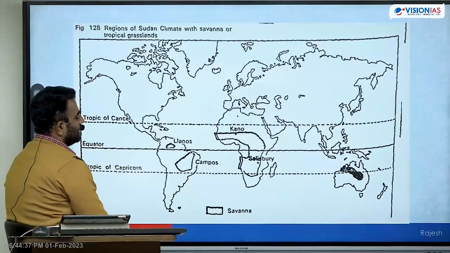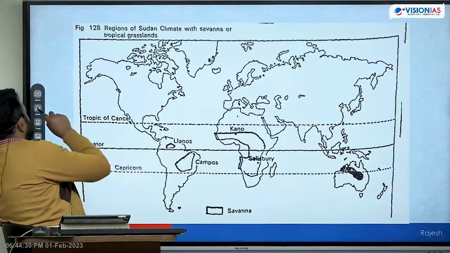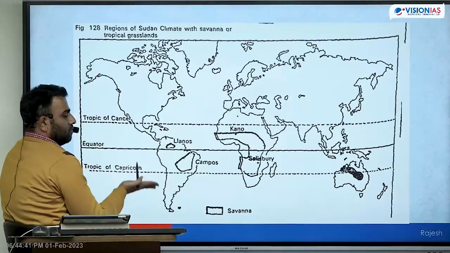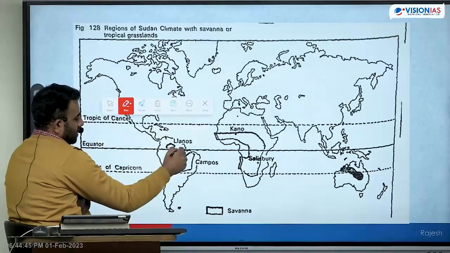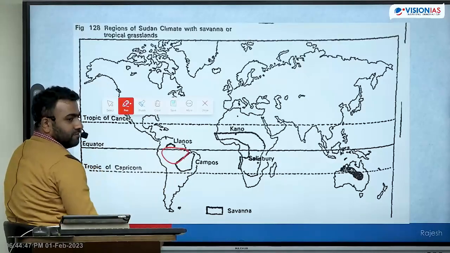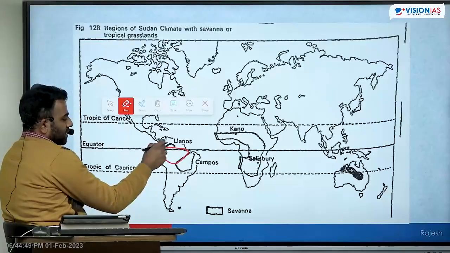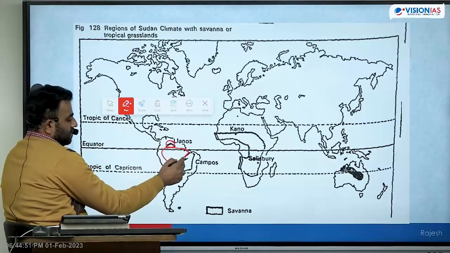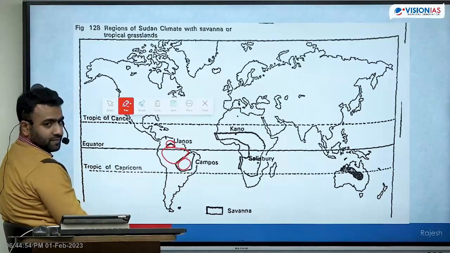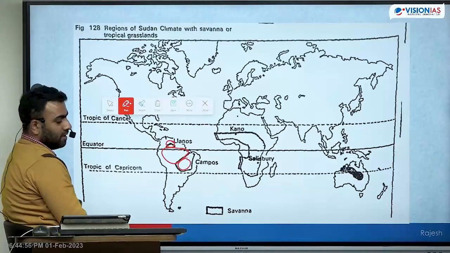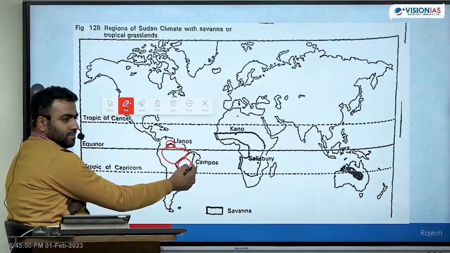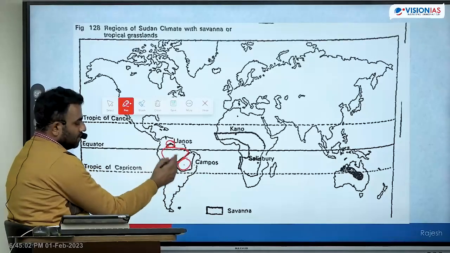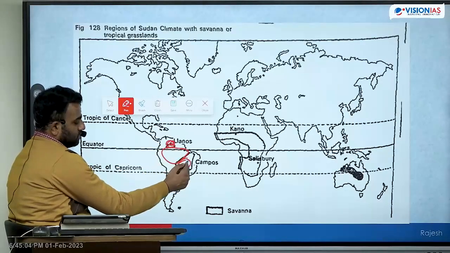And then in South America, look, it is found both above and below the equator. This is the equator. Around the equator we have rainforest. To the north of the equator, here we have savanna. Here we have savanna to the south of the equator. Okay? But not to the continental margin. We are not moving towards the margin. We are in the interior only. So this is savanna. This is also savanna.